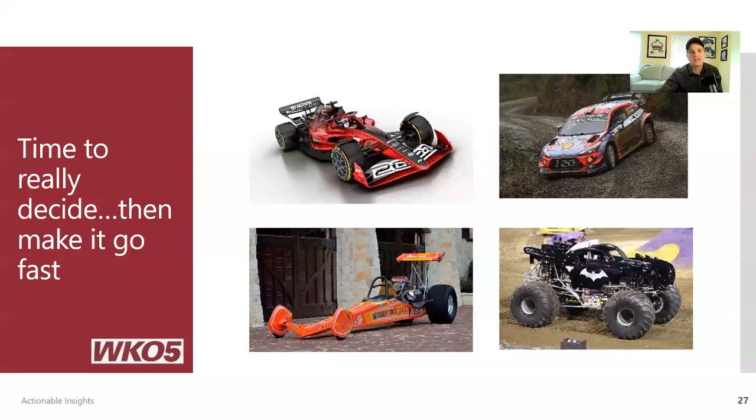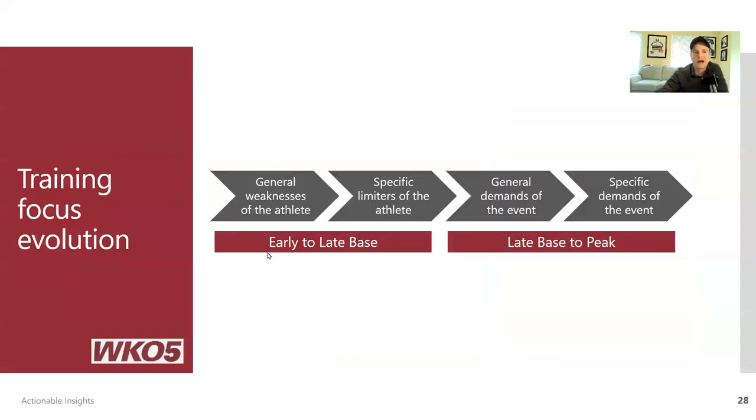So maybe another way to think about it: if you take the progression of needs throughout an annual plan, from the beginning of the plan towards the end of the plan, you progress. I start with general weaknesses of the athlete, and that's anything they're weak at, right? We all have strengths and weaknesses. Everybody here knows what that means. As we move towards early to late base, I focus on limiters. A limiter is a weakness that can stop you from winning.